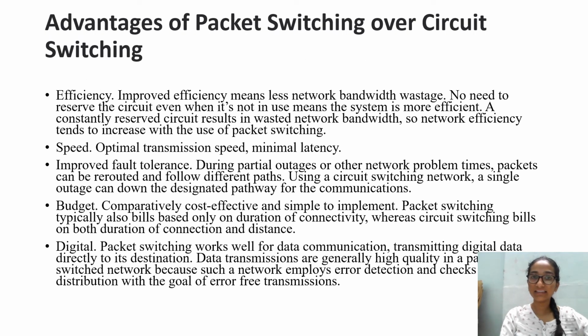Let us see the advantages of packet switching over circuit switching. First point is efficiency. Improved efficiency means less network bandwidth wastage. There is no need to reserve the circuit even when it is not in use, so the system is more efficient. Second one, speed. Optimal transmission speed, minimum latency. Latency means we have to wait for some time for establishment in circuit switching. Improved fault tolerance. During partial outages or other network problems, packets can be routed and follow different paths, whereas in circuit switching, we have to follow the single path which has been established.